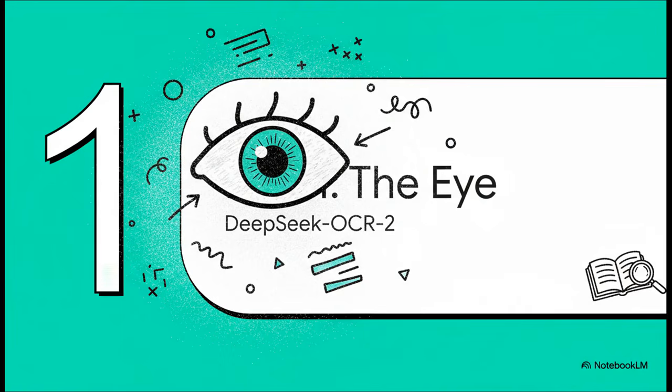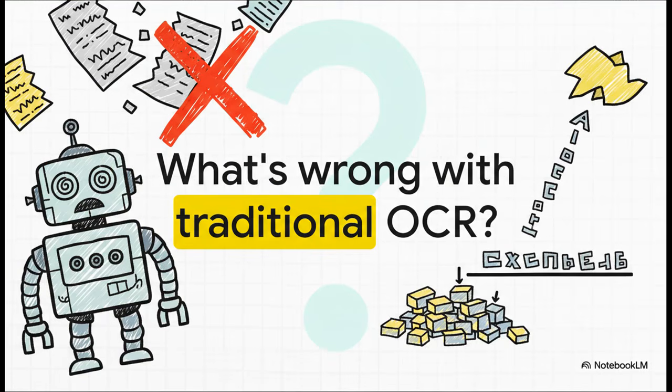Okay, first things first. Every employee, digital or human, needs to be able to read. So for the first piece of our stack, the eyes, we're going to use something called DeepSeek OCR-2. But you might be thinking, why not just use any old OCR tool? Well, for years, we've been stuck with what I can only call dumb OCR. Tools like Tesseract, they just read pixels, strictly from left to right, top to bottom.